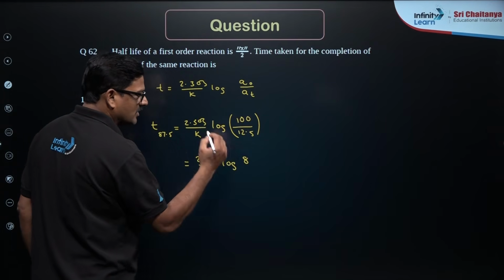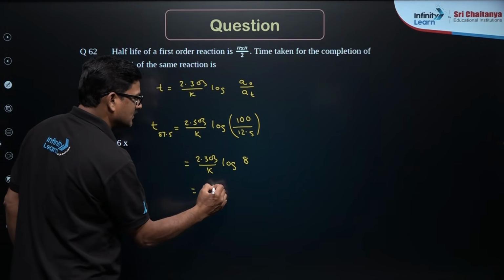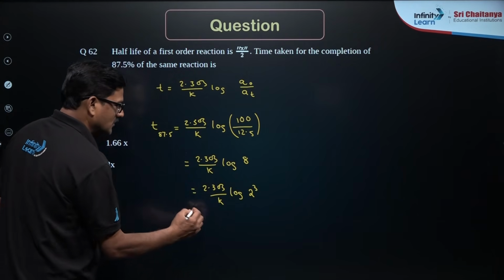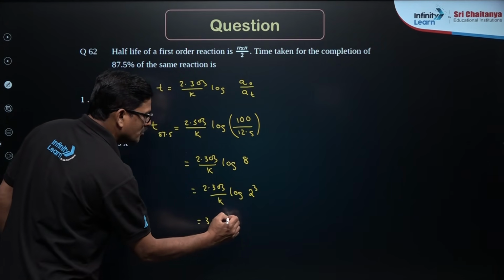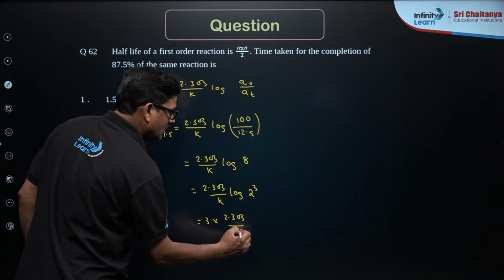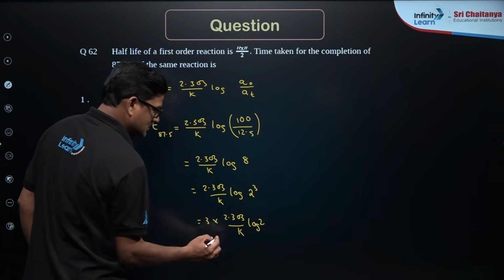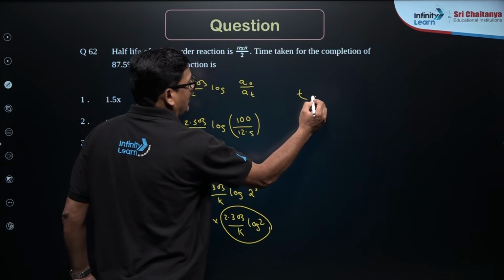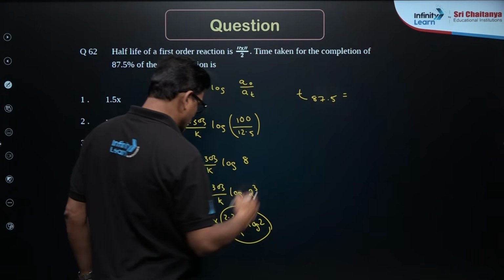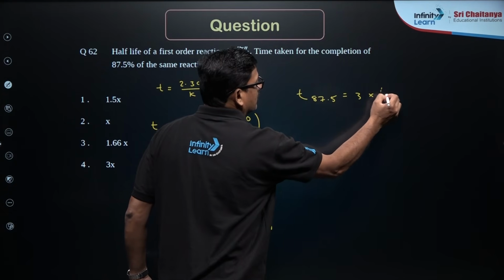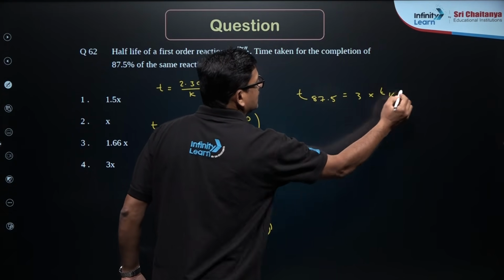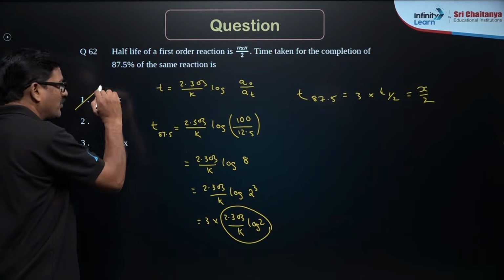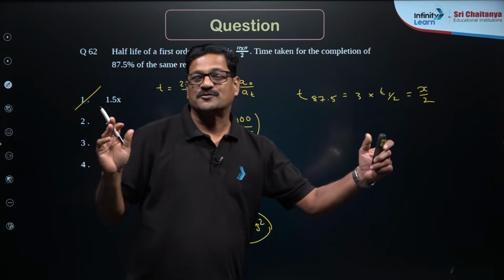So log 8 you can write as 2 cube, 2.303 by k, log 2 cube. That is going to be 3 into 2.303 by k, log 2. This you can write as t half, therefore t 87.5 is equal to 3 into t half, which is equal to 3 into x/2. On doing so, the time required is 1.5 times x, so option 1 is the correct answer for this question.